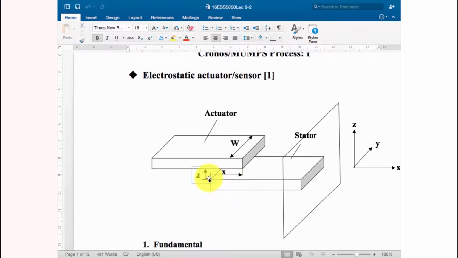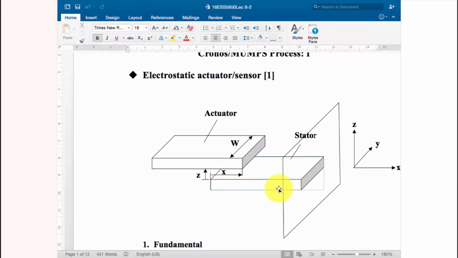We call the overlap length X, and with some kind of distance we call Z, okay, and then the actuator has the width of W, okay, and we have one set of actuators stuck onto the wall, so we call it stator. Stator means that it does not move. The structure is not moving. The other one we call the actuator. So the actuator moves back and forth, but the stator will stay there steadily.